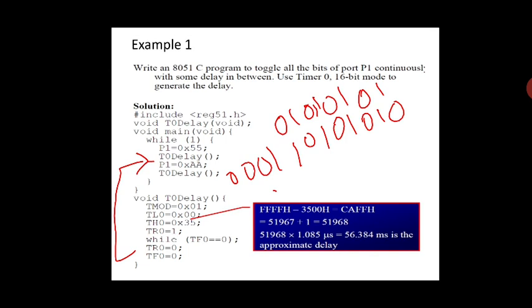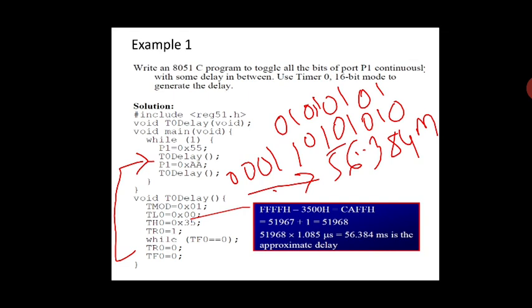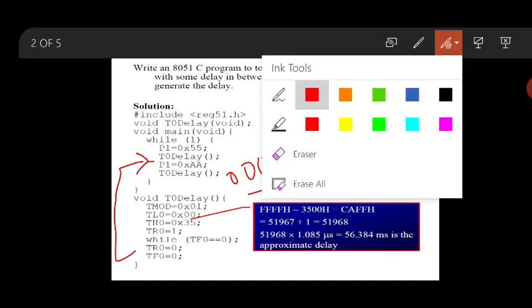Okay, now in this program I am using a crystal frequency of 11.0592 MHz, same frequency. If I divide 12 by this value, I end up with 1.085 microsecond. If you multiply this value, you will get 56.384 milliseconds. Means the corresponding delay produced by the subroutine program is approximately 56.384 millisecond. I hope this program will be clear for you.